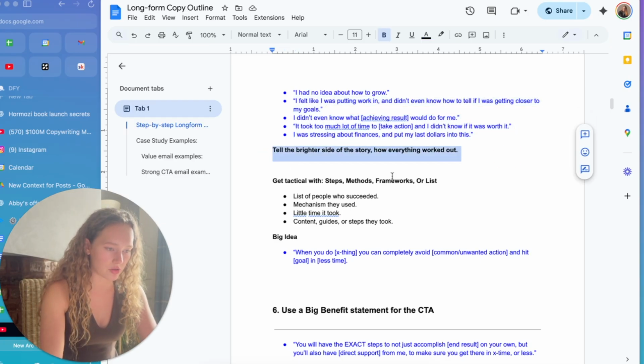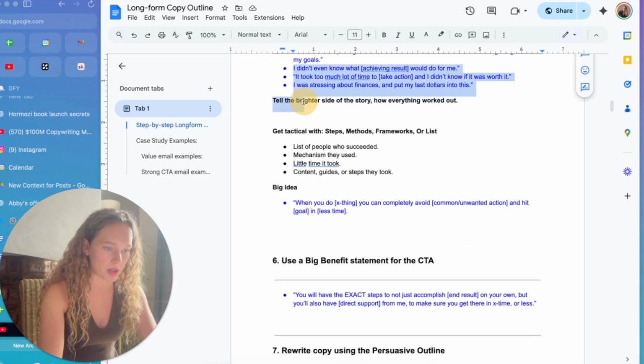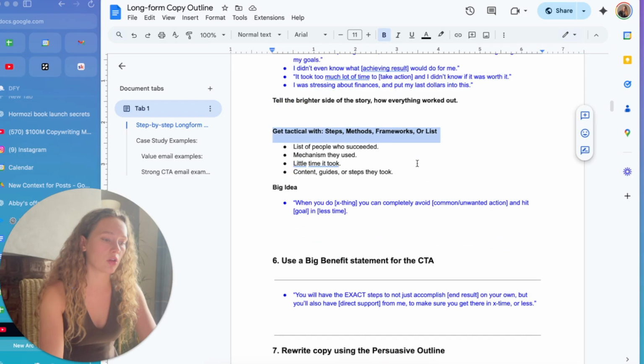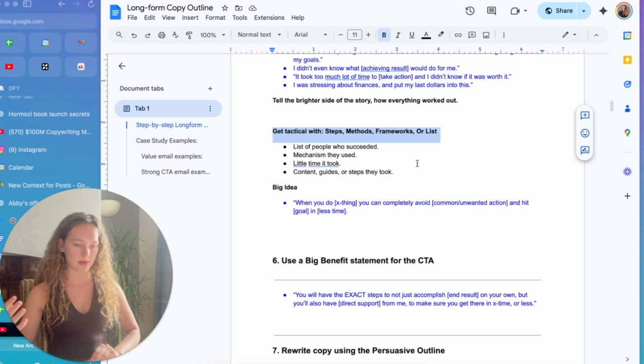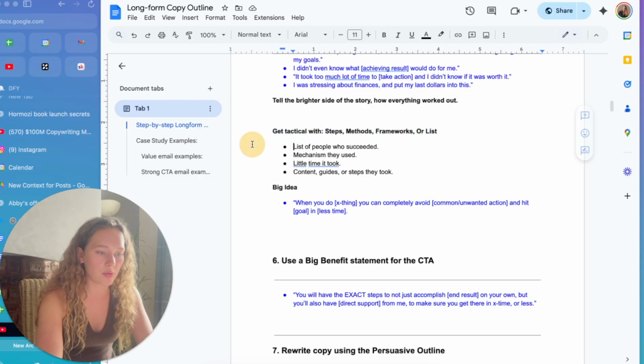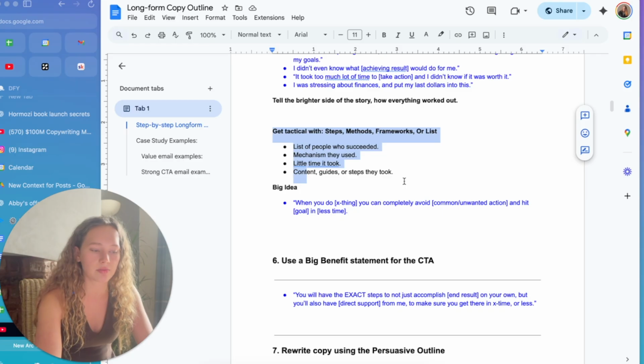So tell the brighter side of the story and how everything worked out after you open up with that angle. And then get tactical with steps, methods, frameworks, or lists. Anytime I'm writing long-form copy, I want it to be actionable, even if it's a case study, even if it's a CTA with a really short YouTube video, whatever it is. I want whatever I'm telling them to do to have a consequence, something they can actually convert into a result in their own life.